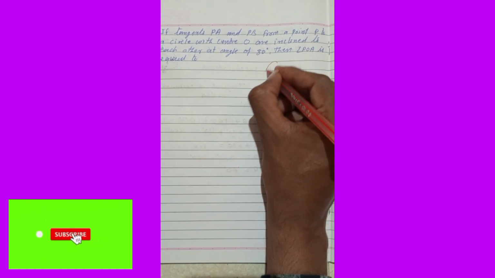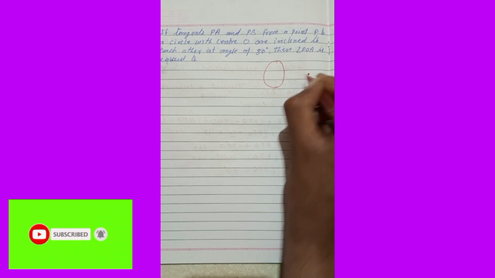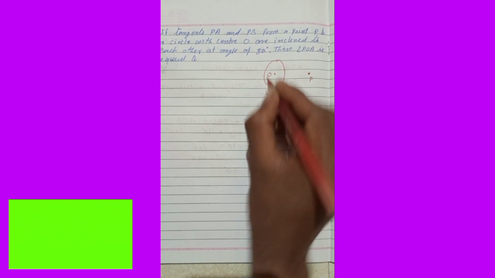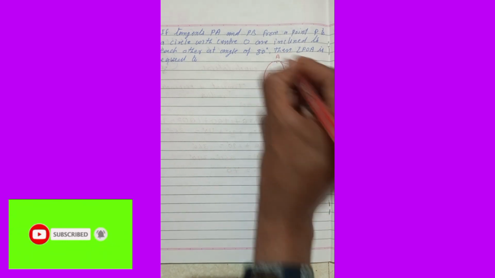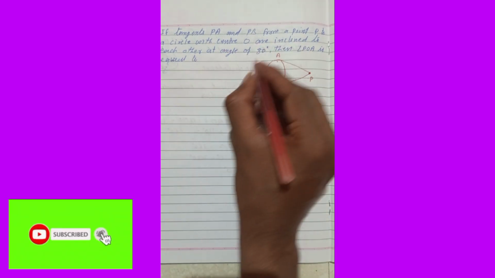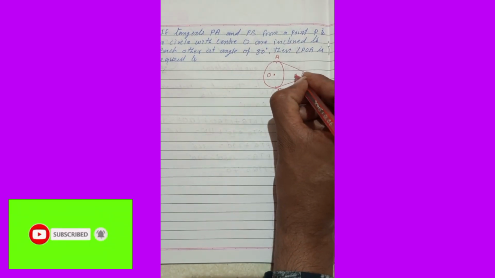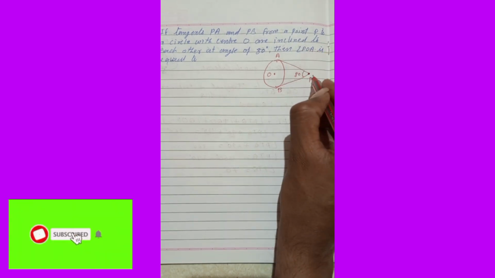Suppose it is a circle. One external point P is there, and the center O is there. Two tangents are there, called PA and PB. The tangents are inclined to each other at 80 degrees. This angle is 80 degrees. Then find the angle POA.